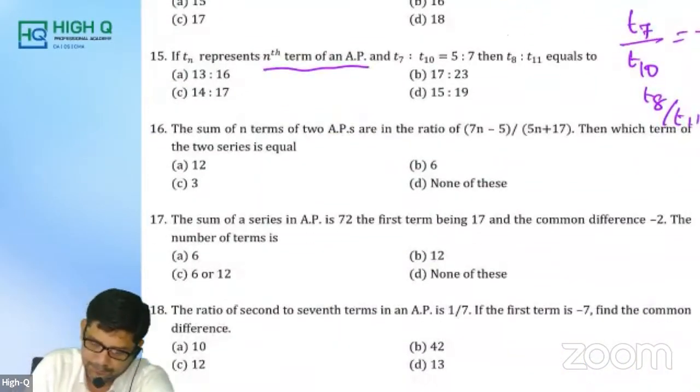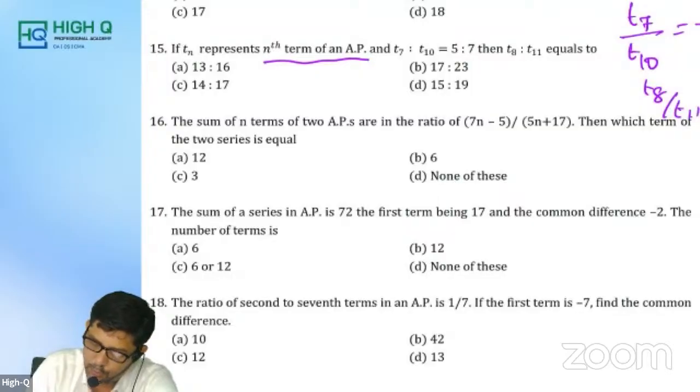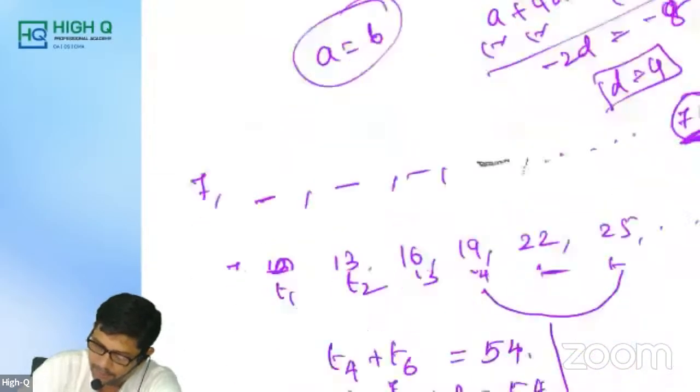Next one. The sum of n terms of the two APs are in the ratio 7n minus 5 divided by 5n plus 17. Okay.